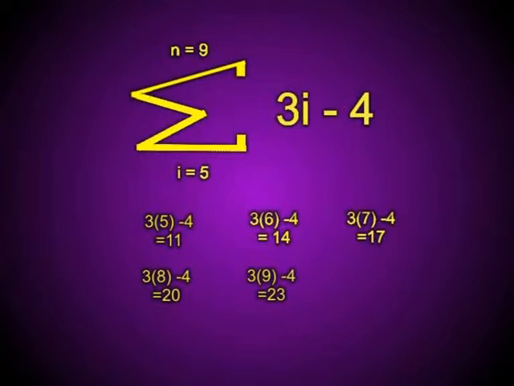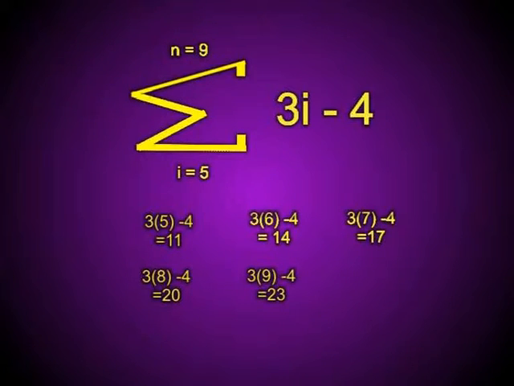The second term is going to be when we substitute i equals to 6 in. So it will be 3 times 6 minus 4, which is equals to 14. The third term will be i is equals to 7 substituted in. 3 times 7 minus 4 is equals to 17. The next term we're going to substitute in is i is equals to 8. 3 times 8 minus 4 is going to equal 20. And the last term we substitute in is i is equals to 9.